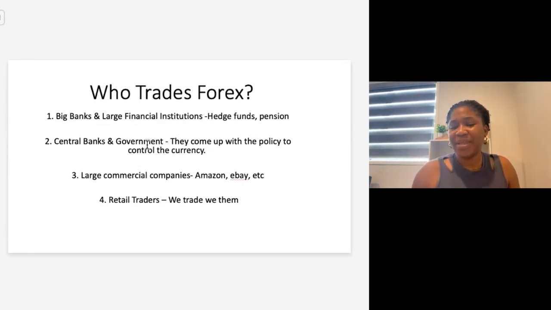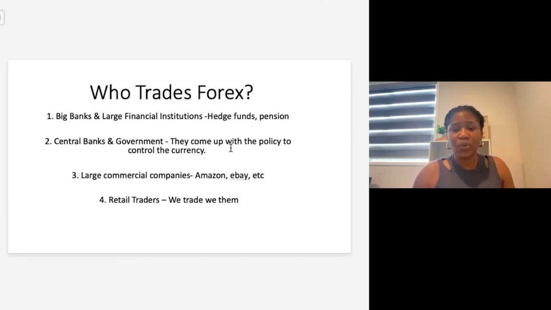Okay, so who are the people that trade Forex? The people that trade Forex are the big banks and commercial financial institutions, that is the hedge funds, the pensions, and other people that trade Forex are the central banks, the government. They come up with the policy to control the market. So when you hear about the news, for example, the employment news, the interest rates news, and the non-farm employment news, or every news that comes out, they are the ones that make up the policy and push it out, and they decide where the market goes.